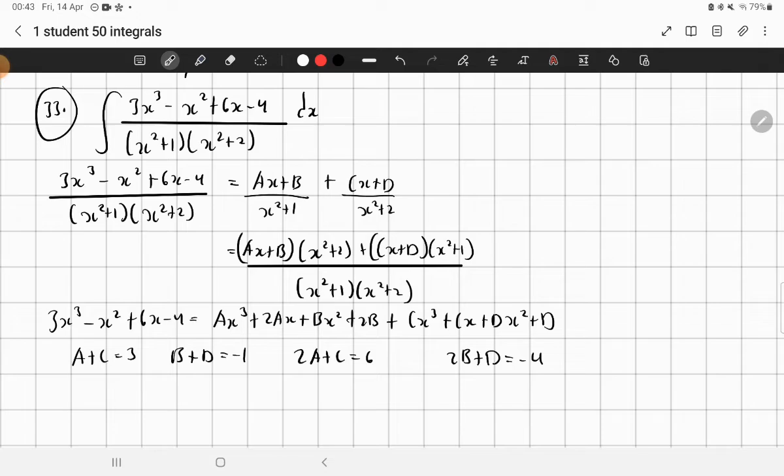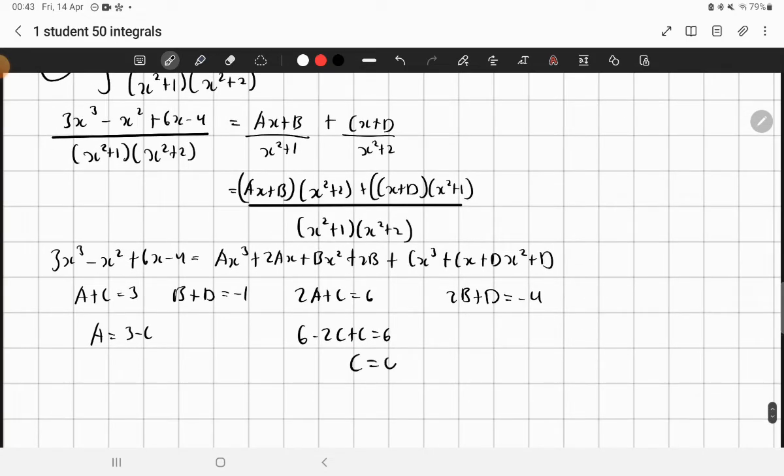Okay, so we can solve for c. So a is equal to 3 minus c. So here will be 6 minus 2c plus c is equal to 6, which means that c is equal to 0. Alright, so if c is 0, then a is 3. Very cool, very nice. Now for d, b is equal to negative d minus 1. So negative 2d minus 2 plus d is equal to negative 4, which implies that negative d is equal to negative 2, d is equal to 2, which means that b is equal to negative 3.